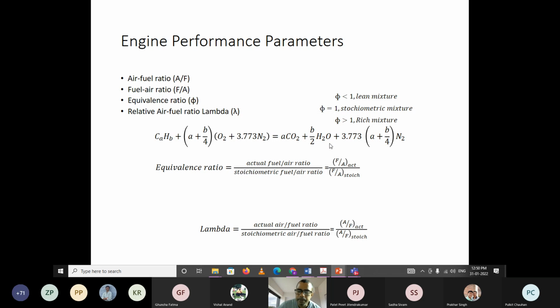When you see a book or any technical paper, you will see many graphs plotted against the equivalence ratio or lambda. These are very critical parameters that define your whole performance, combustion and emission parameters. It matters at what equivalence ratio phi or lambda the engine is running, whether it is a lean mixture, rich mixture or a stoichiometric mixture.